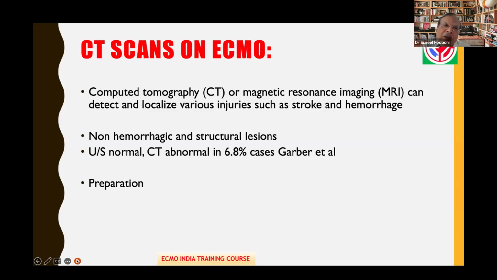CT scans on ECMO can be done and are very valuable. Every center has to practice taking the patients on ECMO to a CT scanner and bringing them back, because this is a challenge: to take them to the CT scanner, transfer them onto the table, get the CT scan done without displacement of the cannula, and bring them back. So each and every unit has to try this. It is mandatory.